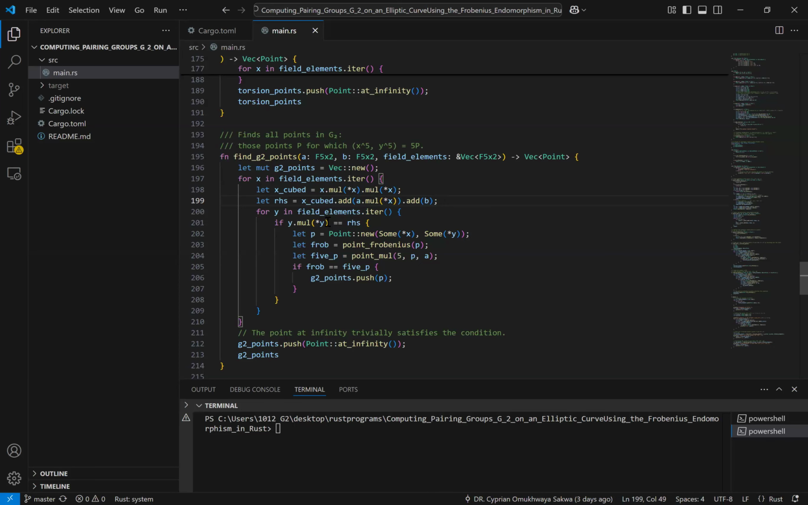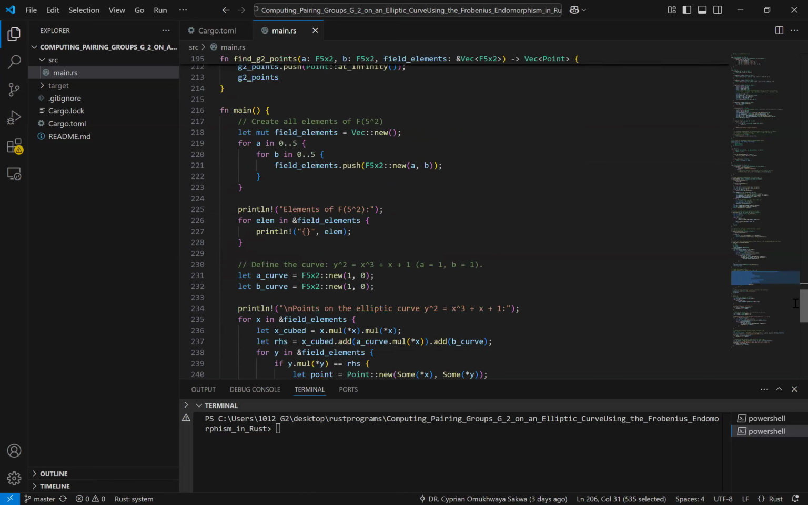After checking that, I want to take the x value and raise it to 5. Of course, I'll call it Frobenius. You're calling on point Frobenius, and then 5 times p. That means I'm multiplying that point 5 times, and that gives me 5p. Now, if the Frobenius equals 5p, it means that point is a point of the group G2, and then you push it there. So this is how we're getting those points.